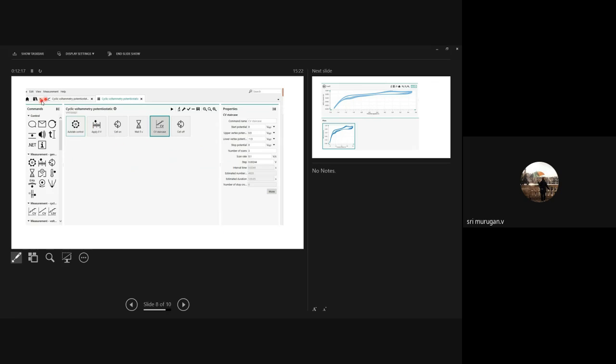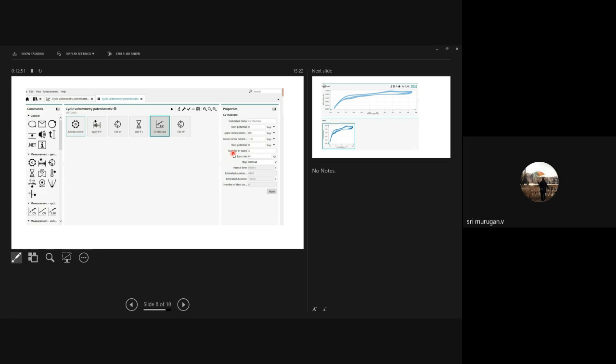So actually, how we are setting it up: we have an Autolab system, but there are many other electrochemical workstations, like Gamry. Whatever the system, the conditions will be the same. First we have to set up the starting potential, then the upper vertex limit, and the lower vertex limit. Both should be the same, the starting potential and the stop potential. But this one is very important.